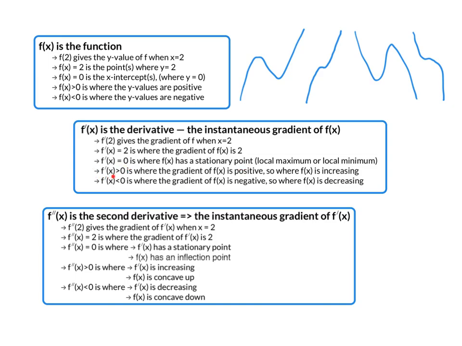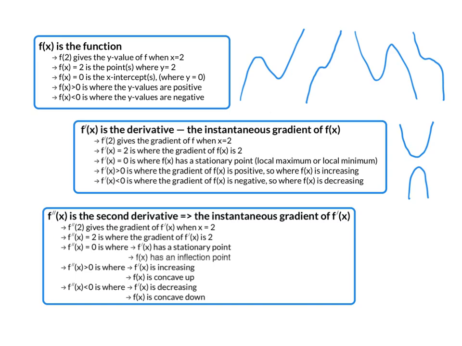If the derivative is positive, it means that my original graph is increasing. If my derivative is negative, it means my original graph is decreasing. So for example, if I look at this graph, the derivative will be positive here, and the derivative will be negative here. Now for a cubic graph, the shape of my derivative graph would be a parabola, either like that or like that.